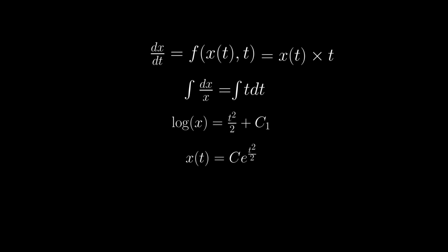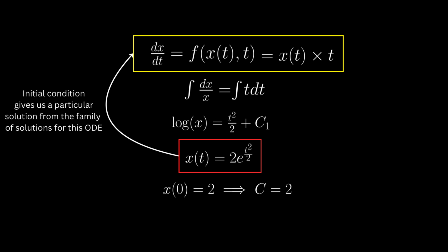The expression still contains a constant c. Now what if we were given some extra information? For example, suppose we know that at t equals 0, the particle's position is 2. That is, x of 0 equals 2. That tells us exactly what c must be. With that additional information, we can determine the particle's position at any time t.